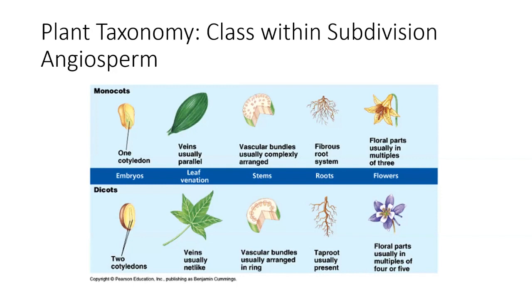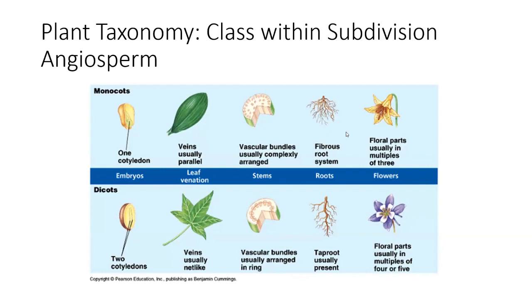Often too, your dicots are going to have a taproot system, and then their floral parts are going to be in multiples of either 4 or 5. All right. So again, just to review a little bit.